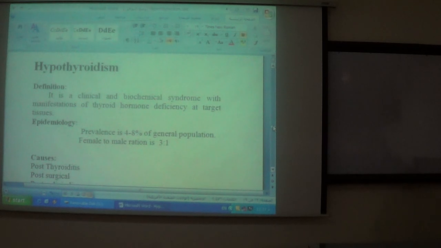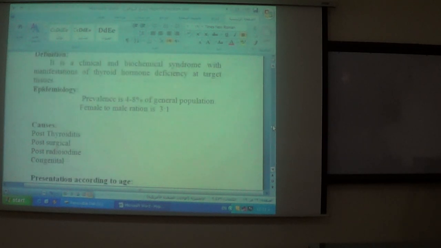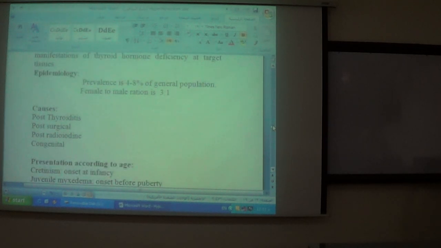Causes of hypothyroidism may include post-thyroiditis. Thyroiditis means inflammation of the gland of whatever cause, whatever nature, which may end in destruction of thyroid tissue, and the patient eventually passes into hypothyroidism.